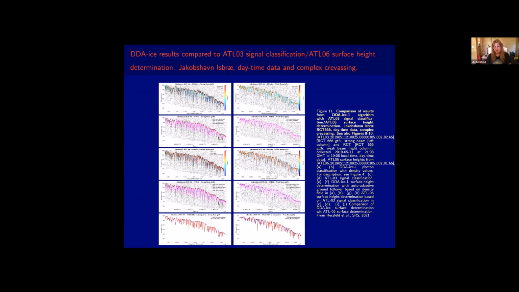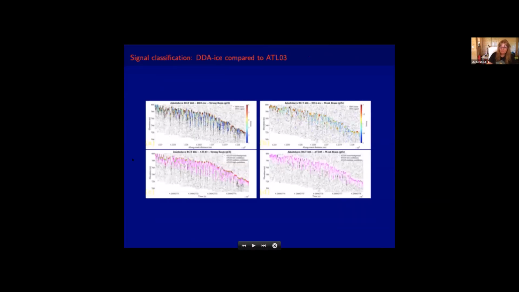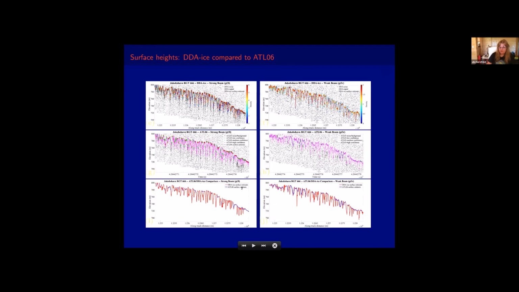This shows Jakobshavn Isbrae. This is for daytime data on complex crevasses, as initially discussed. Different glaciers have different surface types. And again, this is the photon classification. Here is the difference in surface height retrieval. Again, the blue little lines are wherever you get a blurb of ATL06 surface estimation, and the red is the DDA ice surface estimate.